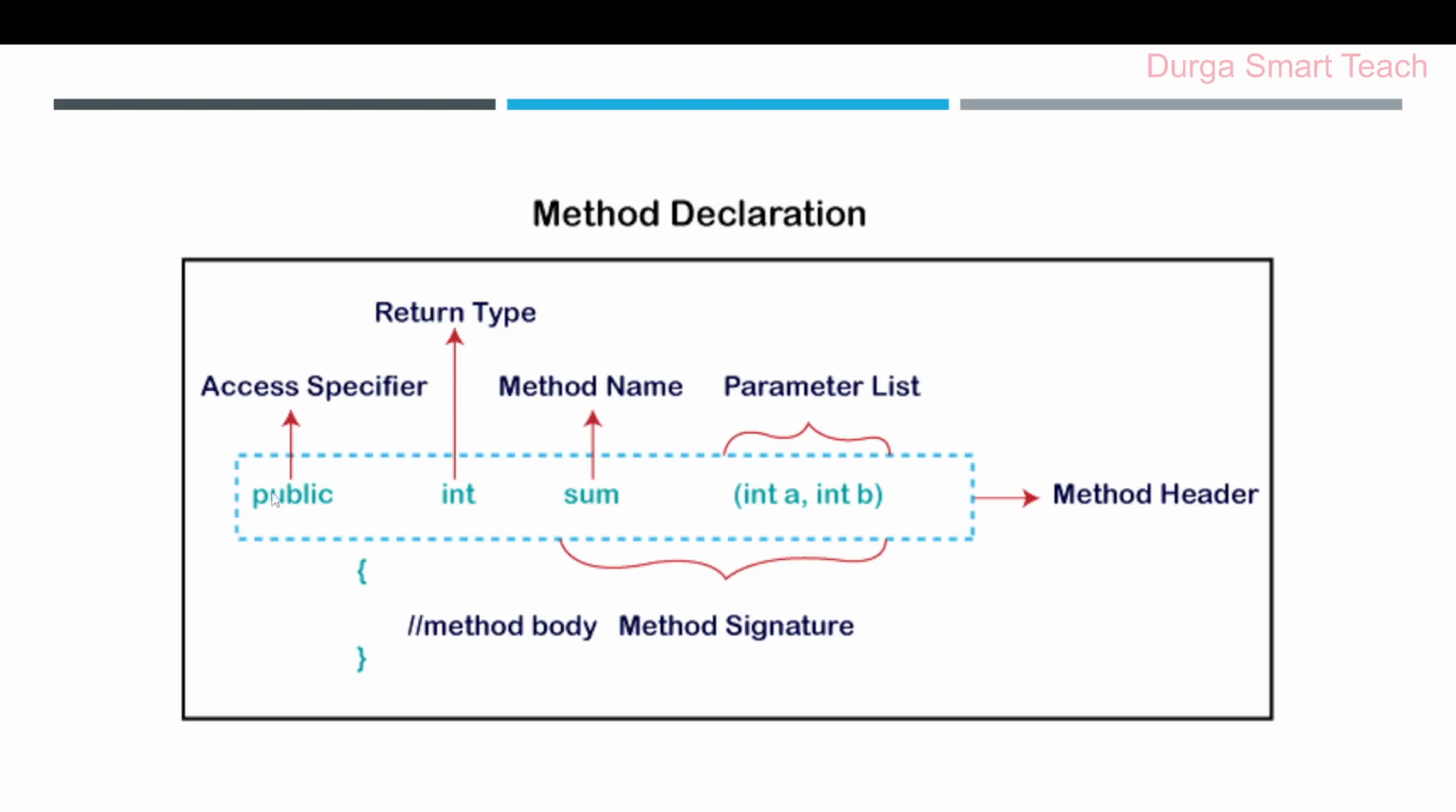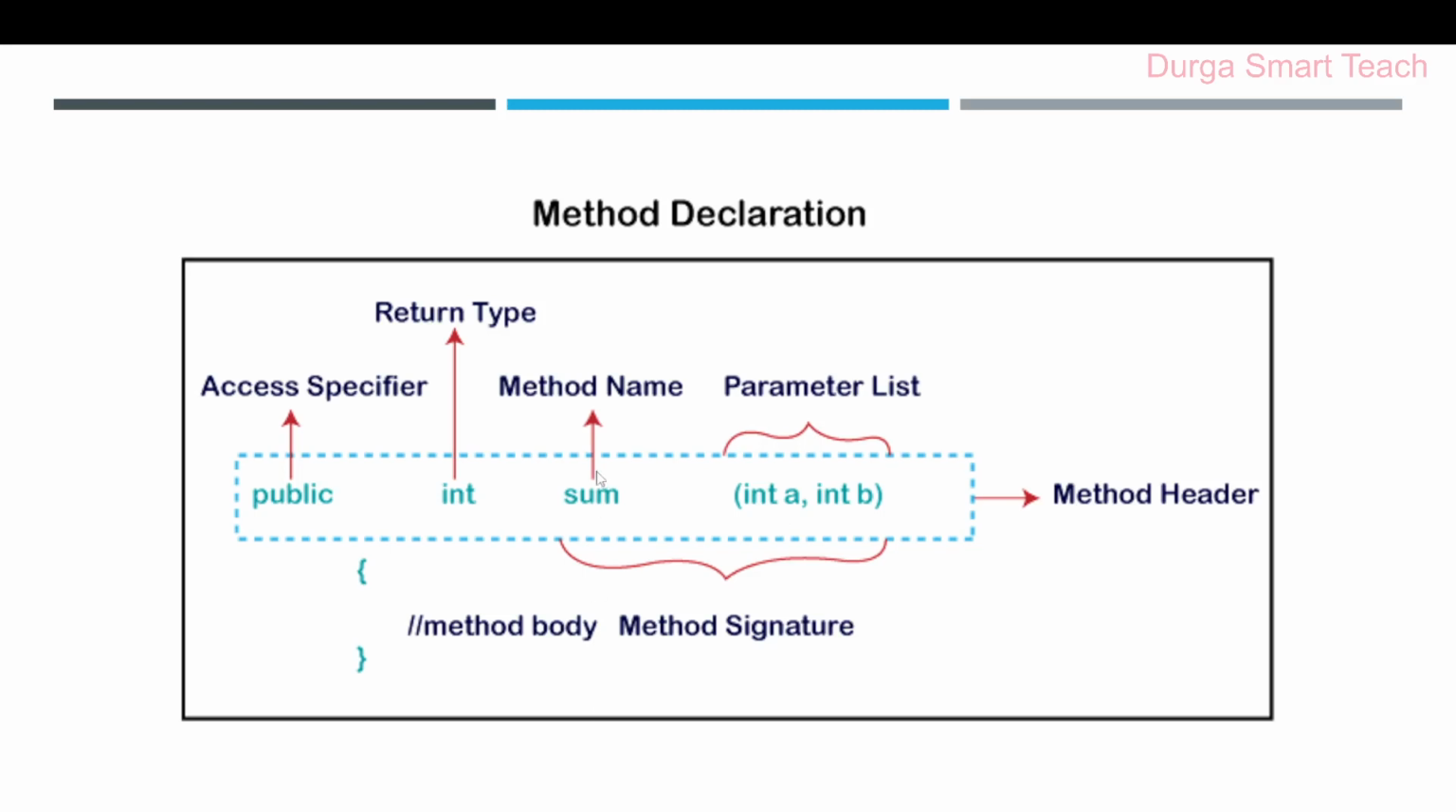Whether it is a public method, public means anyone can access. Whether it is a private method, only within the class we can access, like that. Public, private, protected or default, we need to specify the access specifier. And the next one is return type. So this method will perform one task. After performing the task, what value it will return, whether it is integer, float, boolean, character or string. That is nothing but return type.